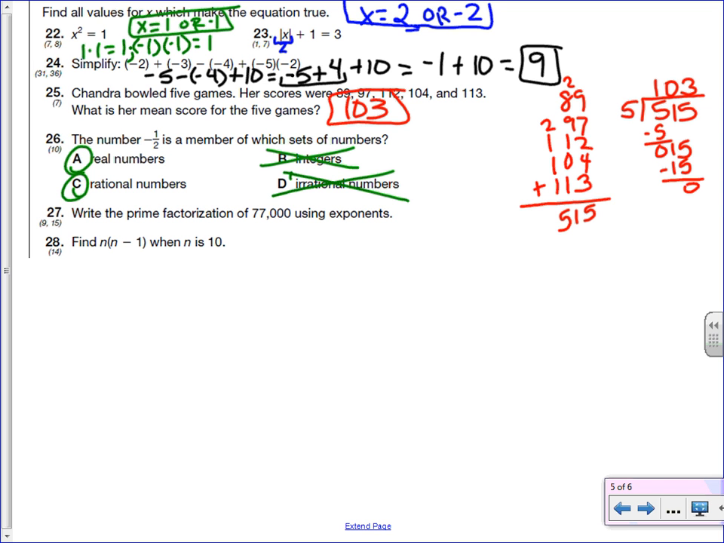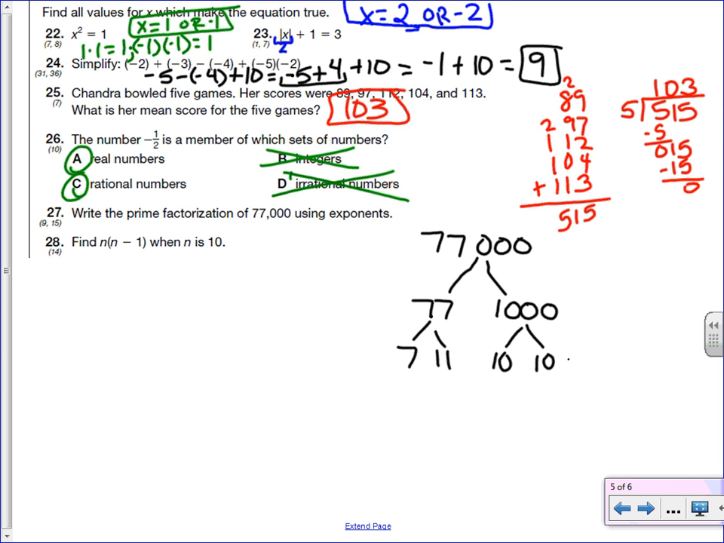Write the prime factorization of 77,000 with exponents. So I'm going to have 77 and then times 1,000. 77 is 7 times 11. 1,000 is 10 times 100. 10 is 5 times 2. 100 is 10 times 10. 10 is 5 times 2.